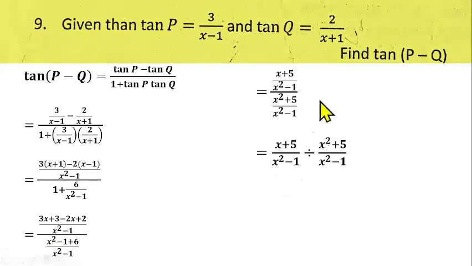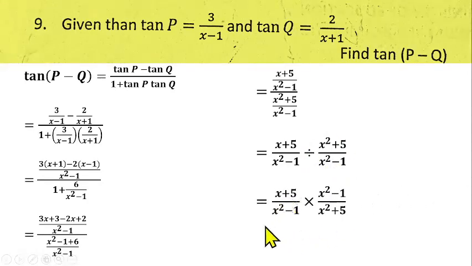If you simplify that further, you can change this division sign to multiplication: this one goes, this one comes down. So you have s plus 5 over s square minus 1 times s square minus 1 over s square plus 5. So this will take care of this, and you have s plus 5 over s square plus 5, which is the answer for question number 9.